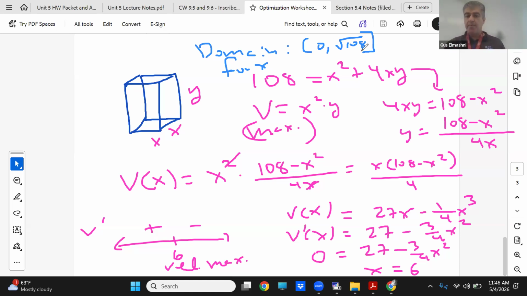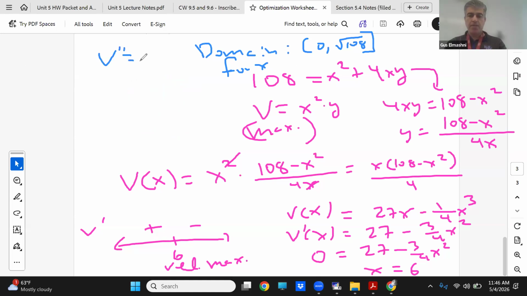We do our second derivative. If I do my second derivative, let me get rid of the diagram here. What's the second derivative going to be, guys? It's a negative 3/2 x, right? And for my domain, we're always concave down. So if you're concave down, guess what? Now I know in my domain, I'm always concave down. That's going to be the absolute max. That's how you verify it.